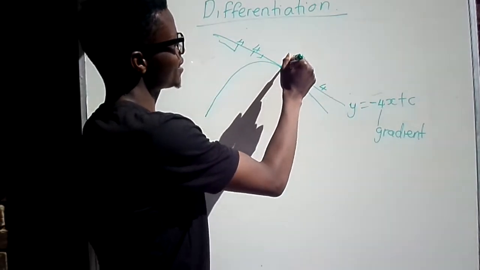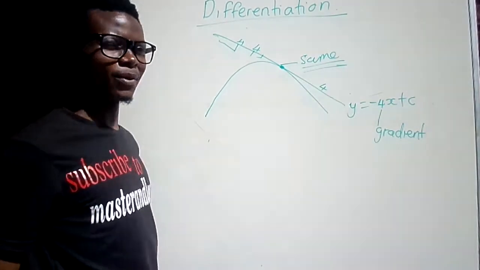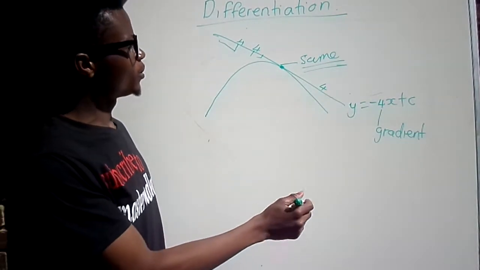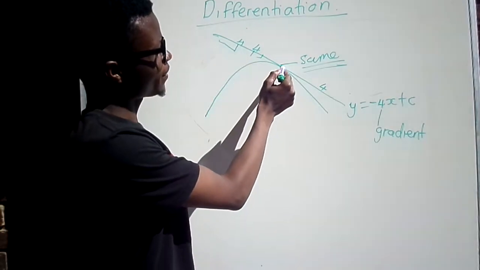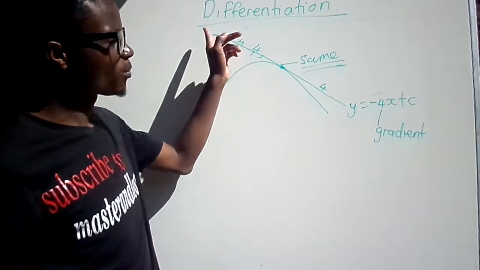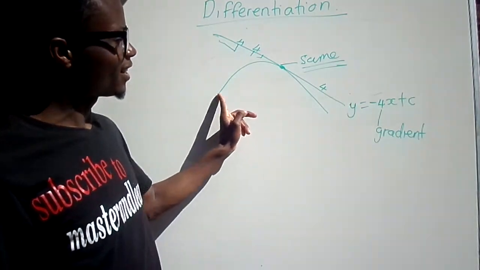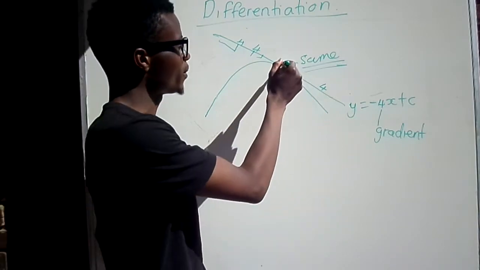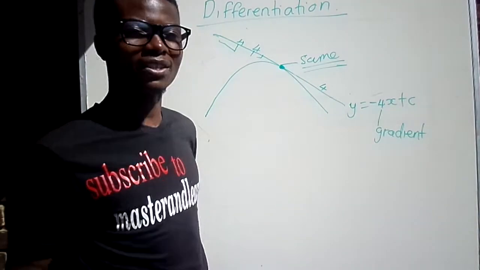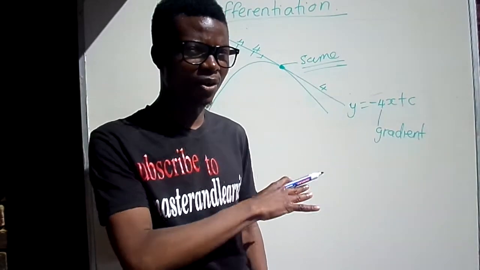The gradients are going to be the same. So this is a very important principle. We should know that the gradient of a tangent, a straight line that touches the curve, is equal to the gradient of the curve at the point of intersection. This is a very important principle that's going to build up everything that we are going to be doing.